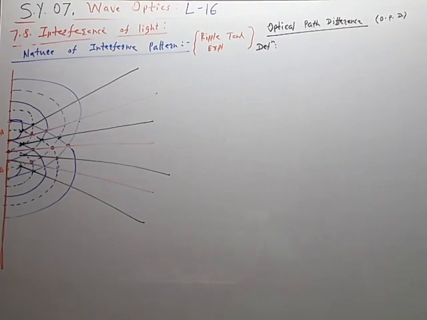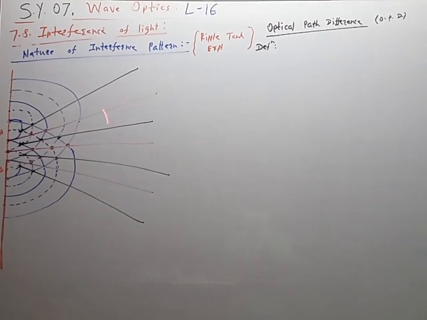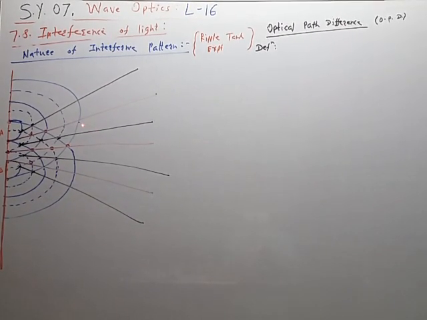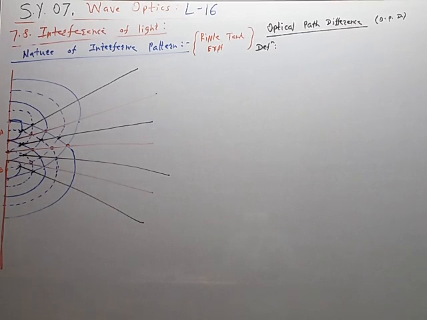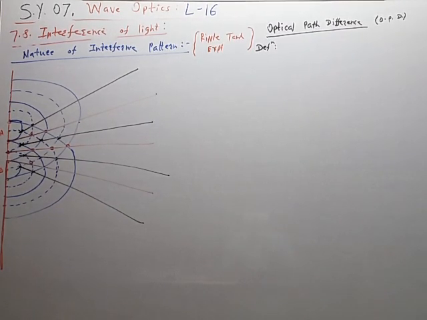Now, using this diagram of the ripple tank experiment, we are to find the values of optical path difference for constructive interference and for destructive interference.